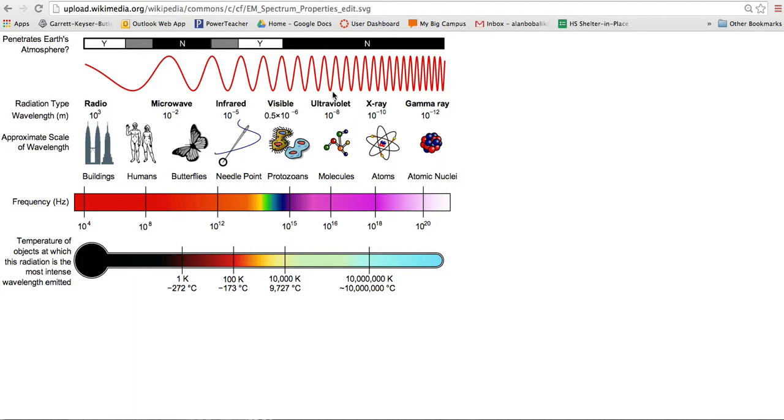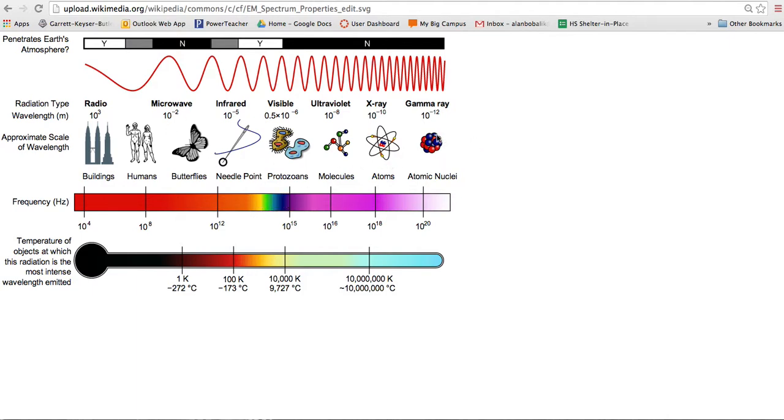The ultraviolet waves can penetrate our skin and affect our skin cells. The X-rays are even smaller. They make it through our skin, and that's why we get X-rays. They can see broken bones and stuff like that. And then even smaller, we have gamma rays. Again, we can only see visible light. That's what our eyes can see.